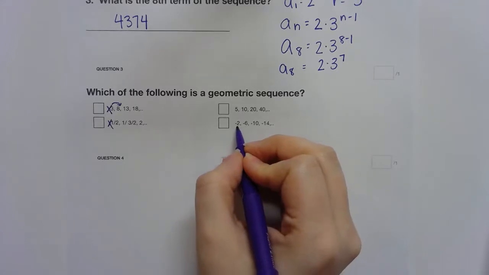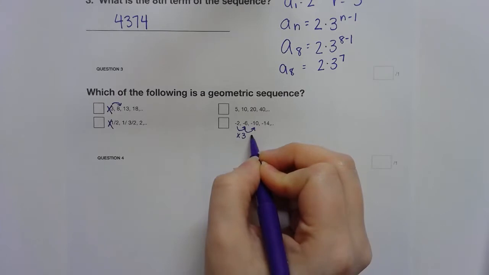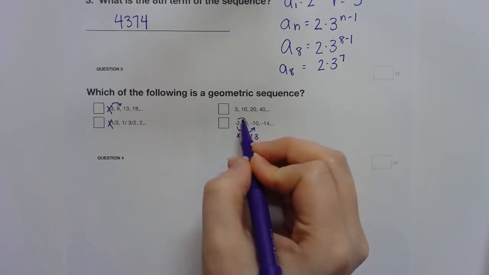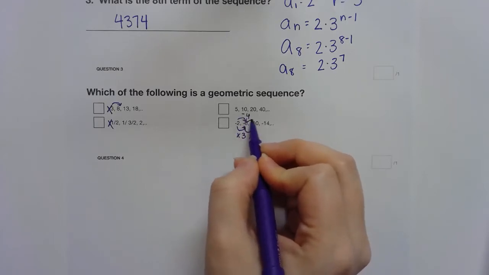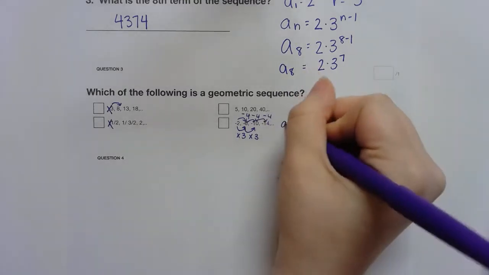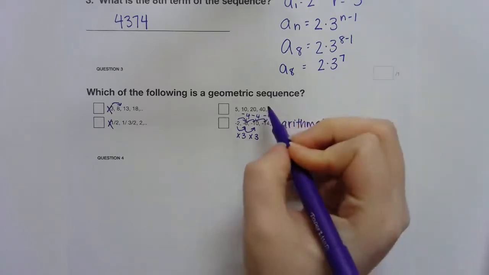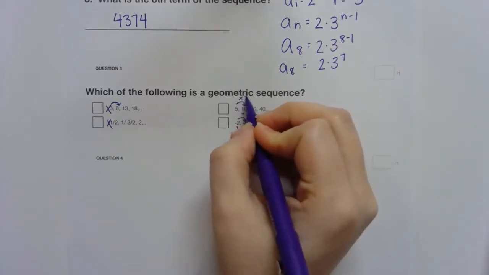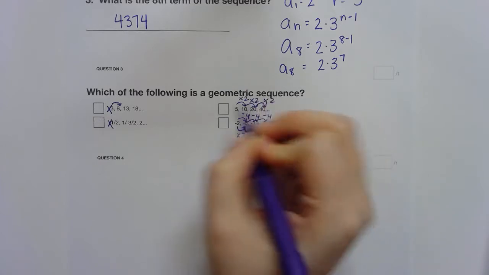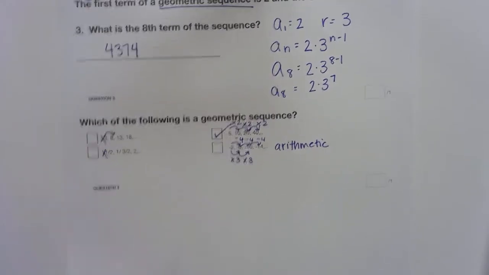I could check this one. -2 to get to -6 is times 3, but -6 to get to -10 is not times 3. This would actually be an arithmetic sequence because we're subtracting 4. So -4, -4, -4. This one's arithmetic. So this must be my answer. Times 2. 5 times 2 is 10. Times 2 is 20. Times 2 is 40. That is a geometric sequence. Continuing on to number 4.